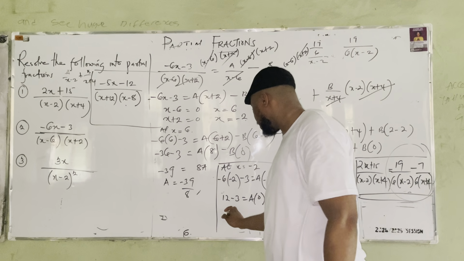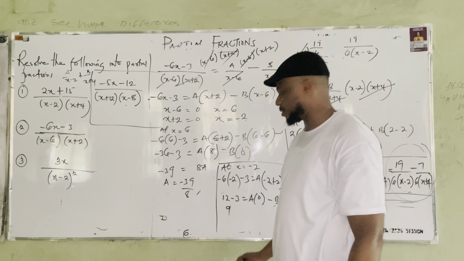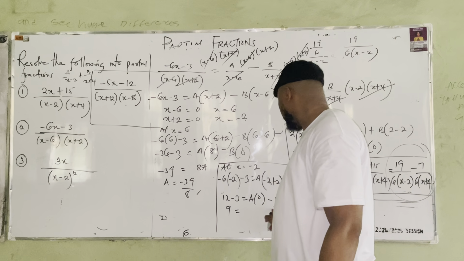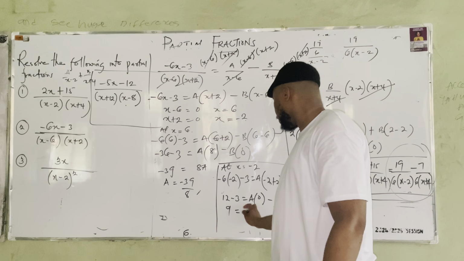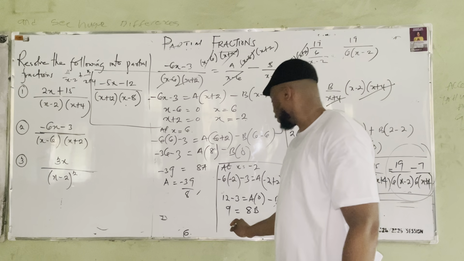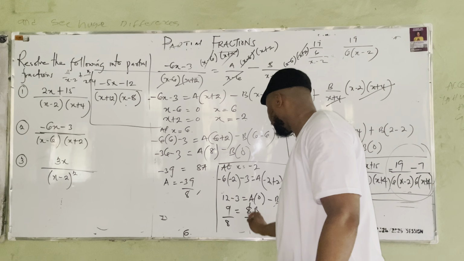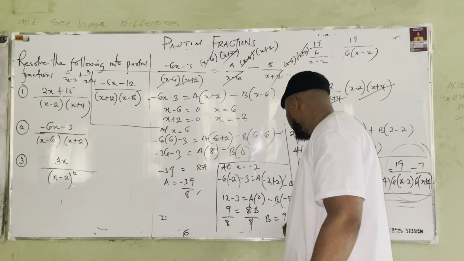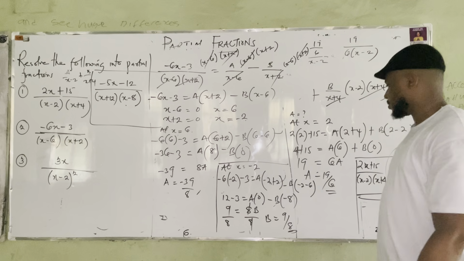So this 12 minus 3 is 9. Am I correct? Yes. So 9 will be equal to, minus minus is plus, right? Yes. So 9 will be equal to 8b. So divide both sides by 8. 8 cancels 8. b will be equal to 9 over 8.